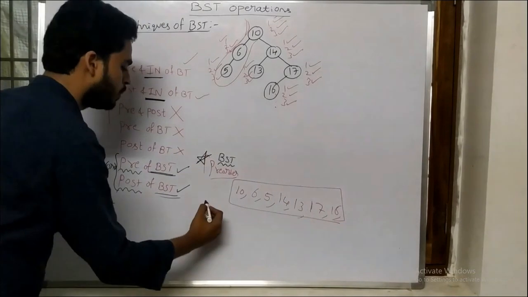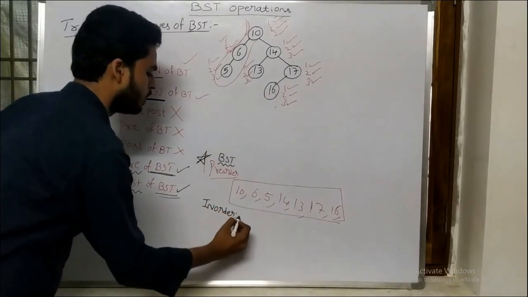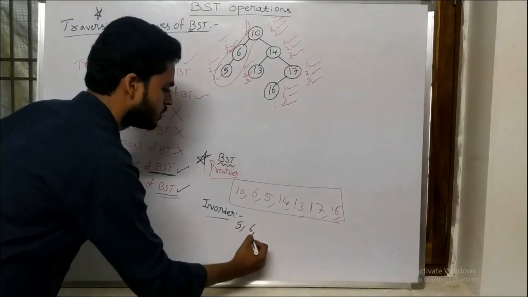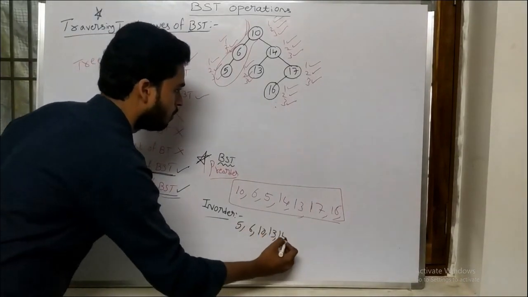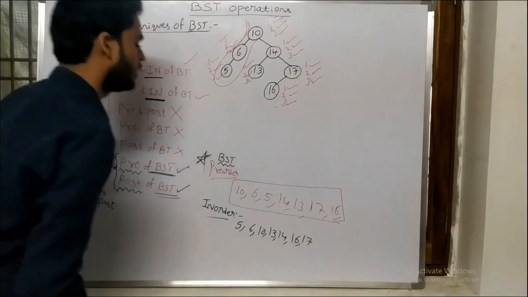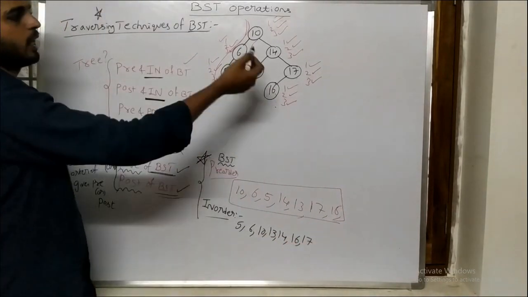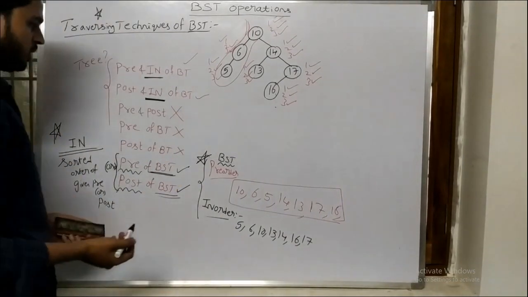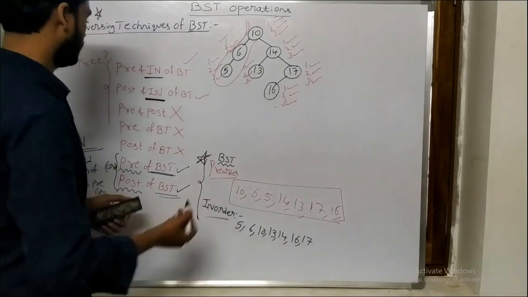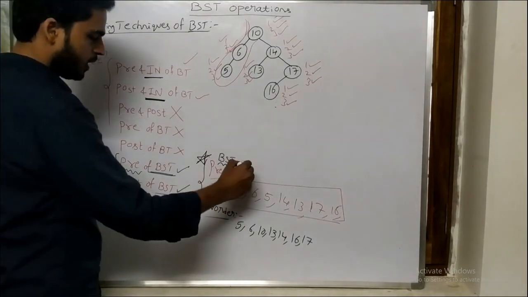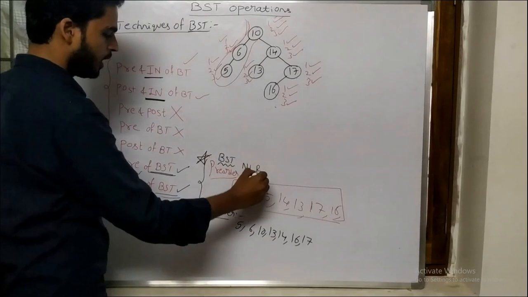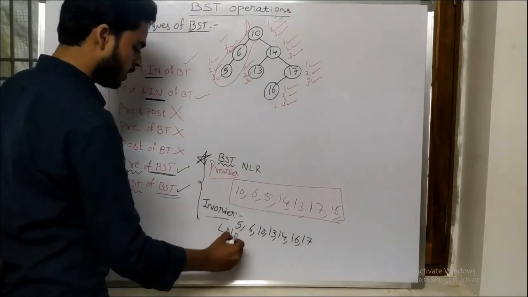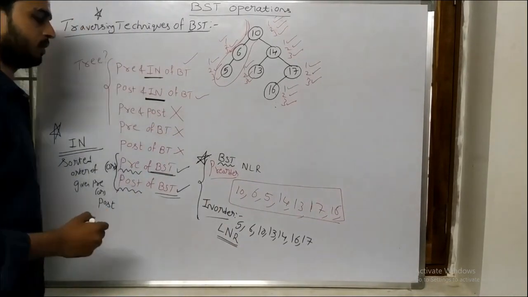If it is a binary tree, we can write the in order. The in order for this one is all the sorted, that is 5, 6, 10, 13, 14, 16 and 17. Once we know pre-order and in order, we can derive it. Right? That is the logic. So what we are going to do? First, the pre-order logic is node, left and right, and in order logic is left, node and right.